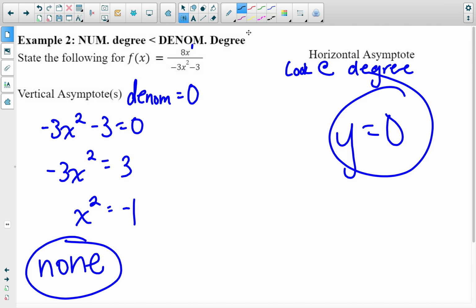Okay, so if we were looking at this graph, there would be a horizontal line that this graph would get very, very close to and potentially cross.